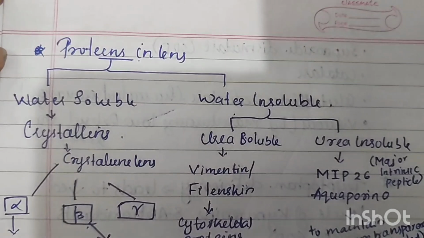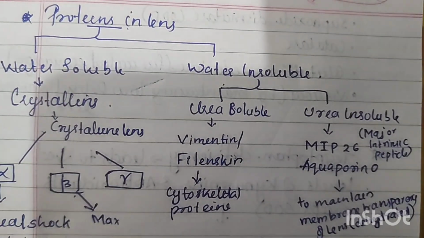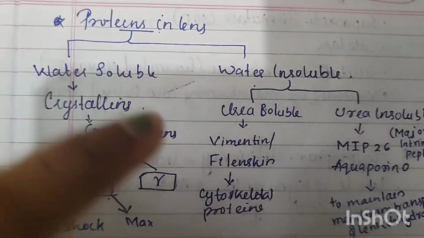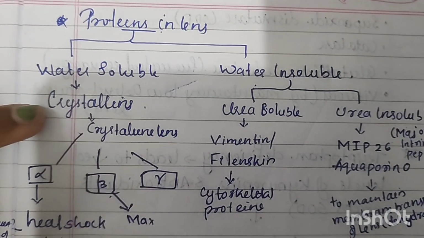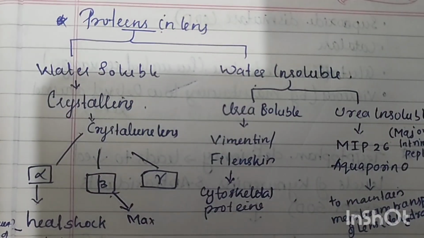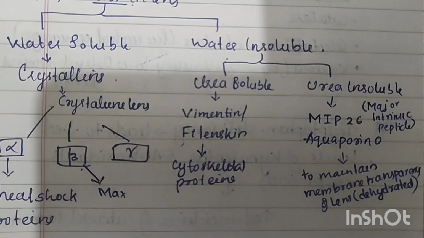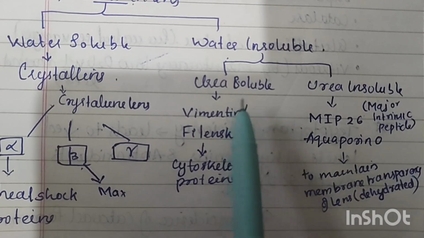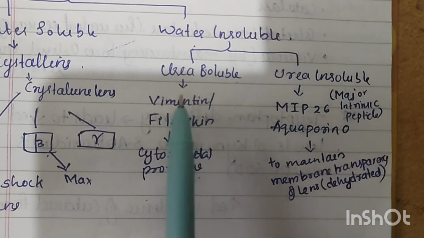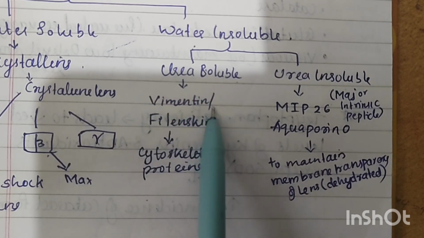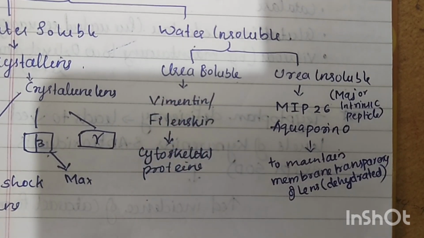The next is the proteins in the lens. Proteins in the lens are of 2 types: water soluble proteins and water insoluble proteins. The water soluble proteins are called crystallins. The majority of the proteins in the lens are water soluble, so we sometimes call our lens the crystalline lens. The second one is the water insoluble proteins, which are divided into urea soluble and urea insoluble. The urea soluble proteins are vimentin and phakinin.